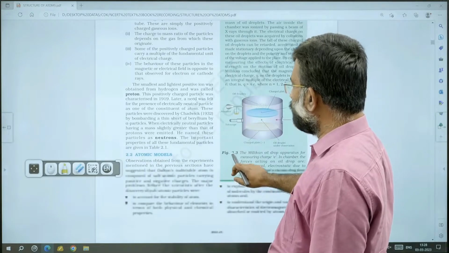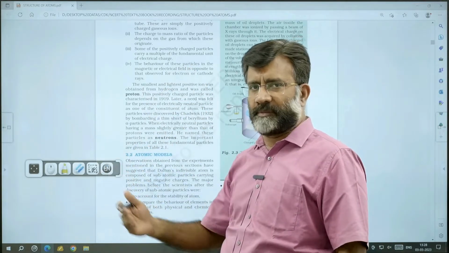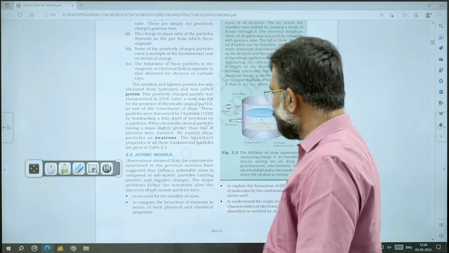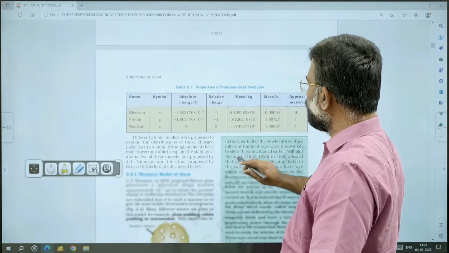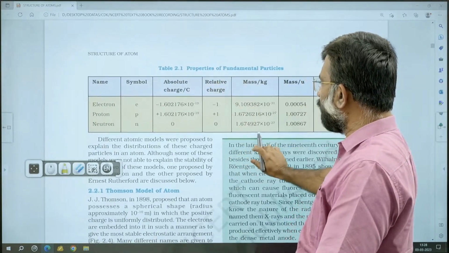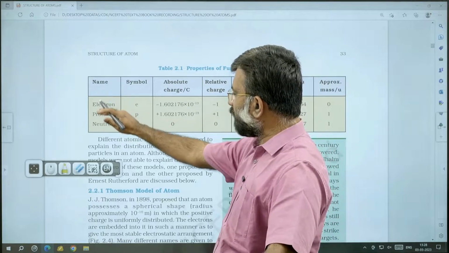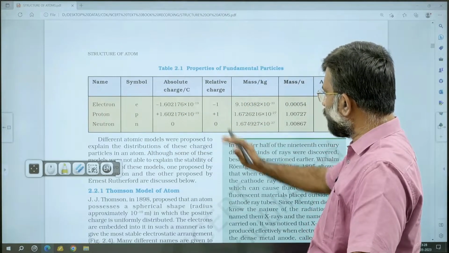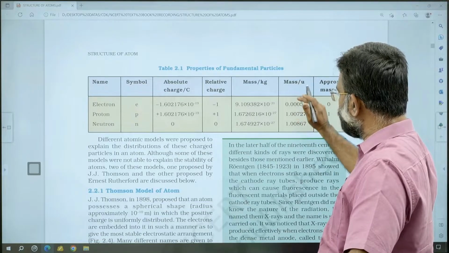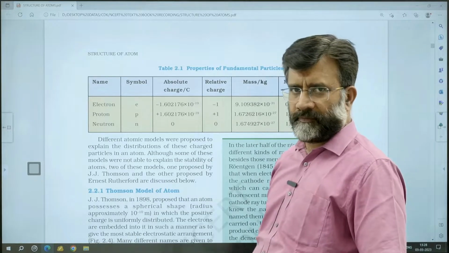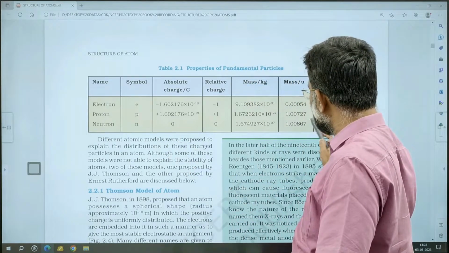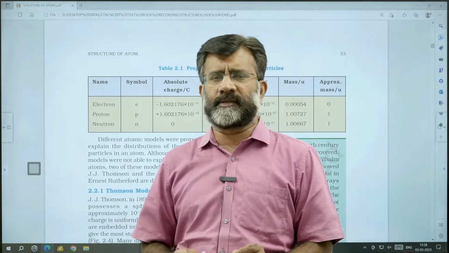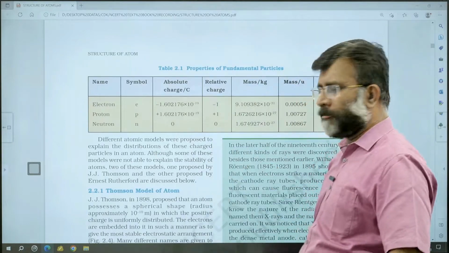Then there is a talk on discovery of neutrons. Neutrons were discovered by Chadwick after a long time. So electrons, protons, neutrons and their discovery. Then various atom models. You see, this table is very important regarding the characteristics of the three fundamental particles: electron, proton, neutron. Their absolute charge, their relative charge, their mass, and their mass in unified mass value. And you can see neutrons have slightly more mass compared to protons. Every point like this is very, very important, and this table is also very important.